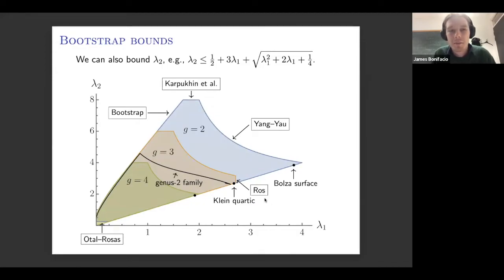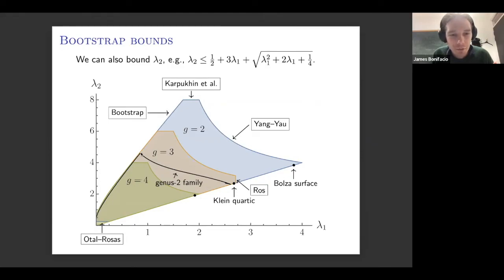You can also find bounds on lambda 2. So for example, here I've quoted an analytic bound, which you can derive by hand, on lambda 2 in terms of lambda 1. And in the plot here, I've shown the numerically optimized version of this bound. That's this upper line here. And you can see that it carves out this upper triangular region that we had before.